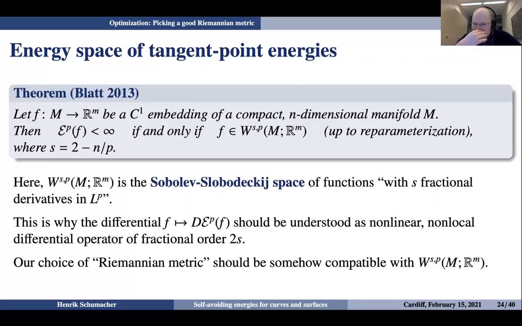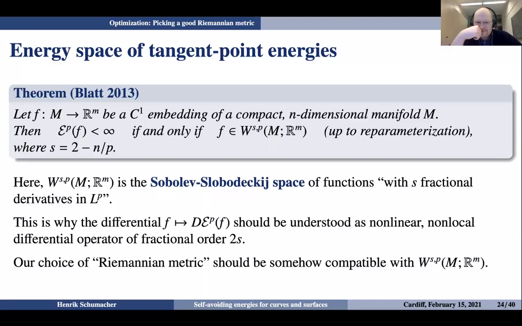But there is a solution to that. I already said that these energies have a sort of natural space, in the sense that the tangent-point energy is finite if and only if the surface or the curve has a certain regularity in some Sobolev-Slobodetsky space, that you have to read as fractional derivatives in L^p. I don't want to write down further how these spaces are defined. It's just something between W^{1,p} and W^{2,p}. One can define them via interpolation, for example.